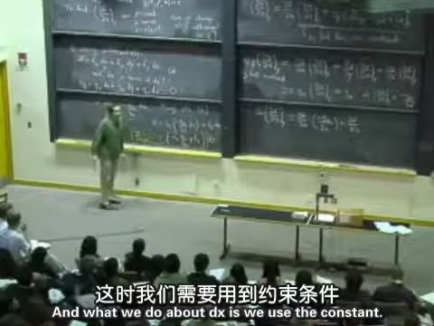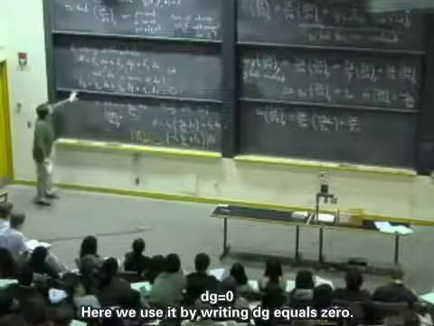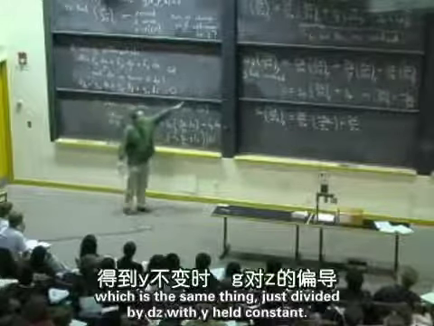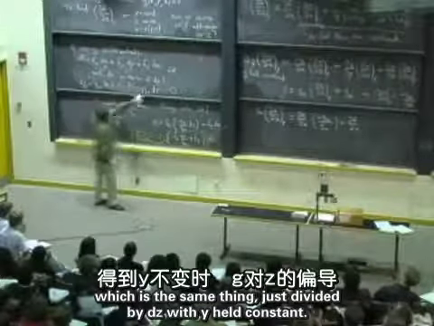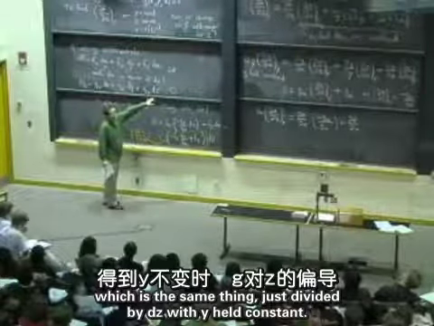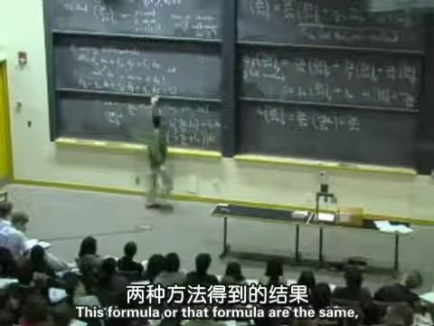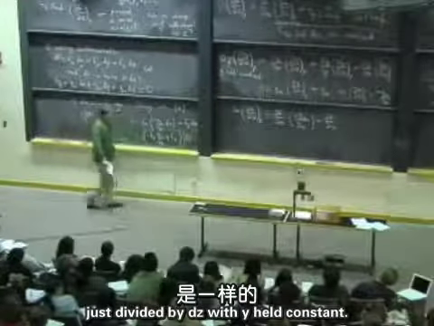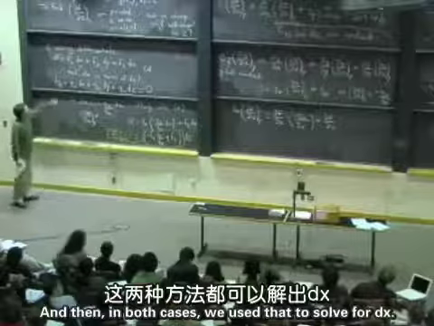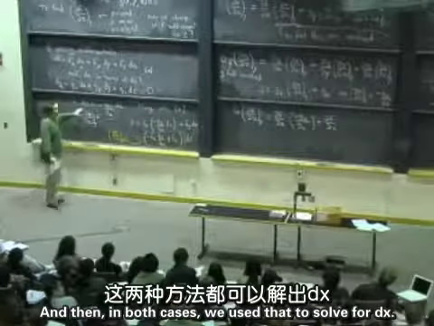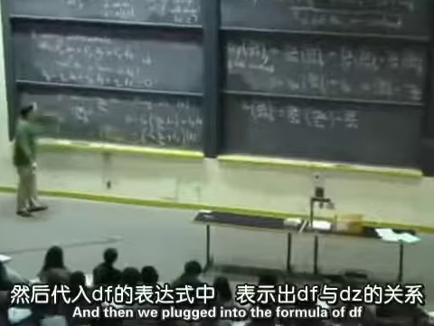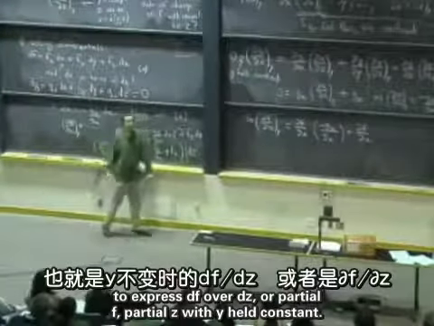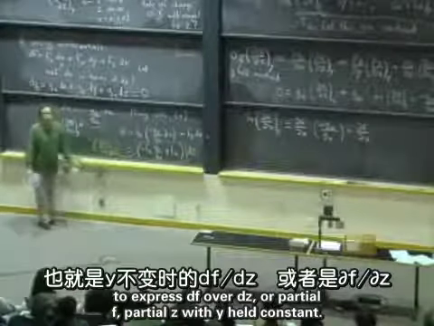And what we do about dx is we use the constraint. So here we use it by writing dg equals 0. Here we write the chain rule for g. That's the same thing, just divided by dz with y held constant. Okay? So this formula or that formula are the same, just dividing by dz with y held constant. And then in both cases, we used that to solve for dx. And then we plugged into the formula for df to express df dz, or partial f partial z with y held constant.